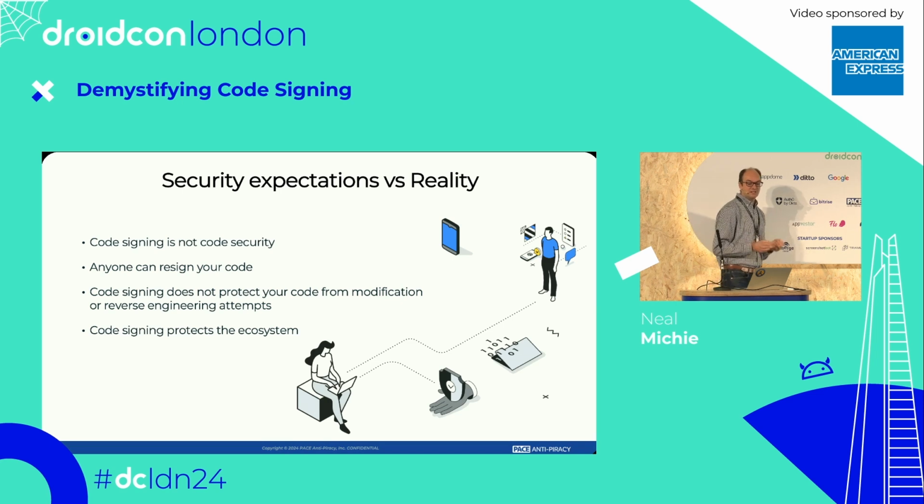All right, I've spent a lot of time working with developers building secure mobile apps. And a phrase I hear a lot is, "My code is signed. I'm secure. I'm safe." Sorry, no. As I showed, anyone can re-sign your code. And code signing is there to protect the ecosystem. It's there to protect Android, not your code or you as developers. Platforms implement code signing for their own purposes, not for your purposes as developers.